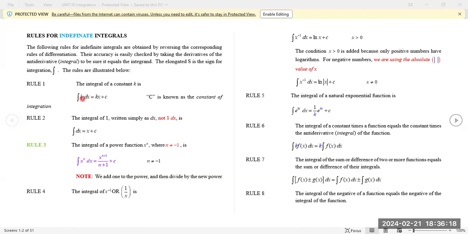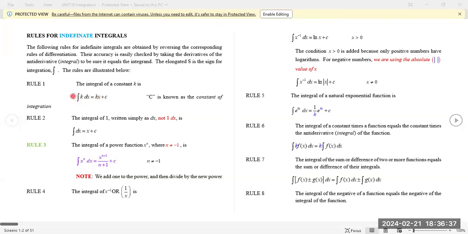Yes, sir. So when I have x to the 0 and I add 1 to it, I get x to the first. And x to the first divided by 1 is really just x to the first, and x to the first is really x. So I'm going to end up with Kx. Differentiate Kx and what you get.